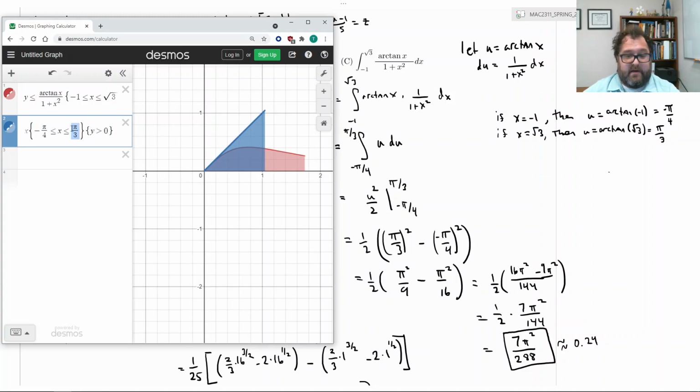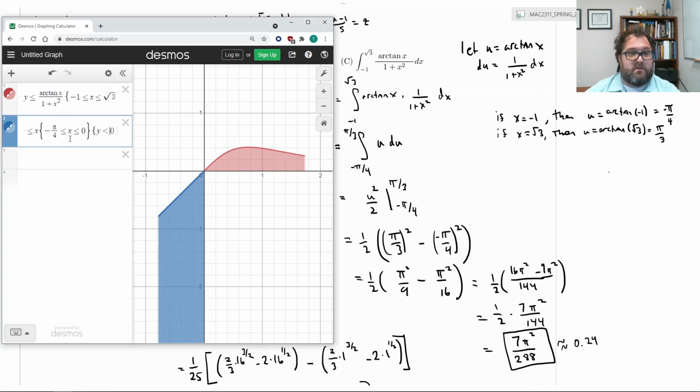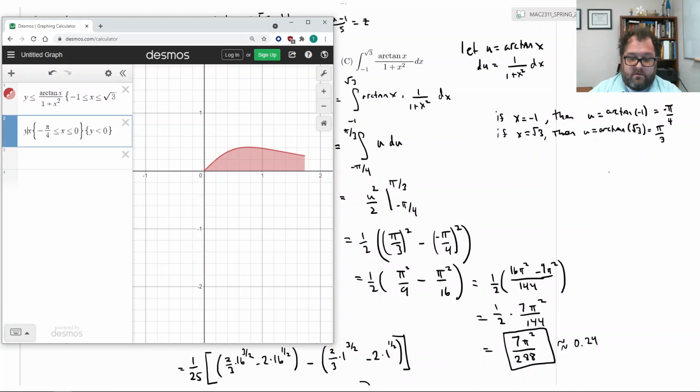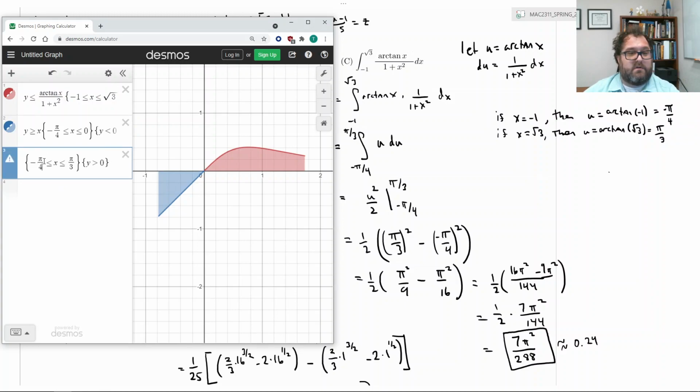We're going to have to do this, do this, and then do this. And now we'll have y is less than or equal to x. Okay, so let's see here. So what do we have here?